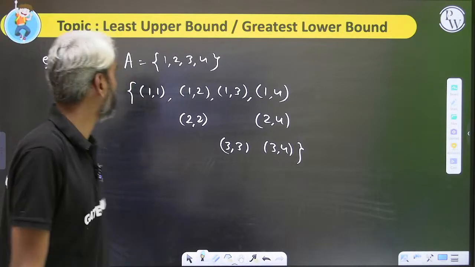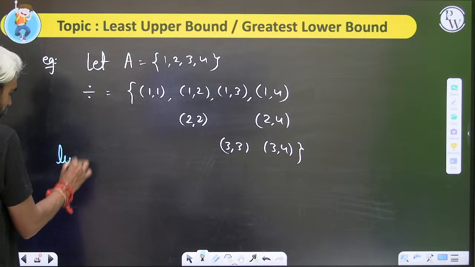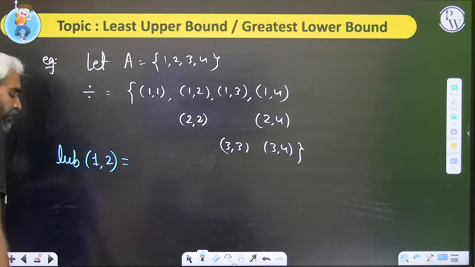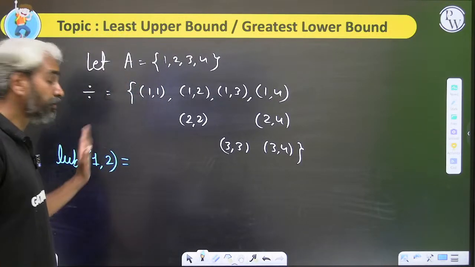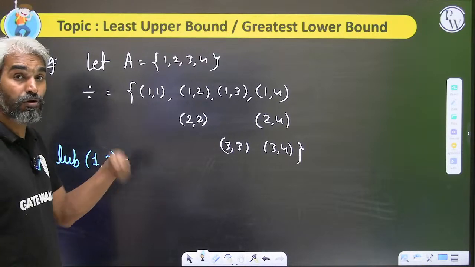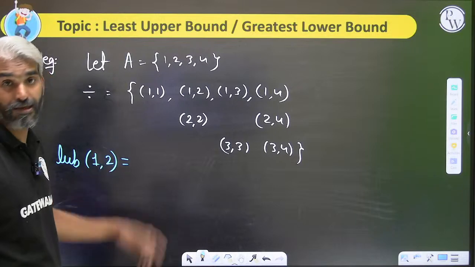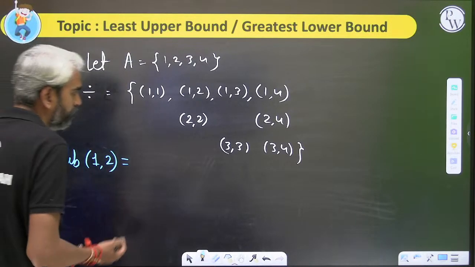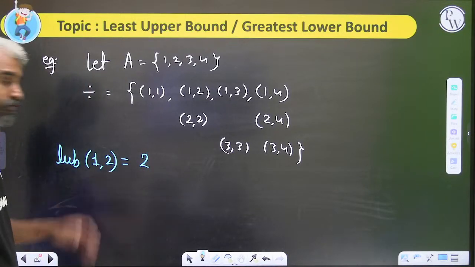The very first thing, if I ask you what will be the least upper bound of 1 and 2. My question is the least upper bound of 1 and 2. That means an element which is on the upper side of 1 as well as on the upper side of 2, and that element should not be at the lower side of any other element which is on the upper side of 1 as well as on the upper side of 2. So do you realize that the least upper bound of 1 and 2 will be 2?